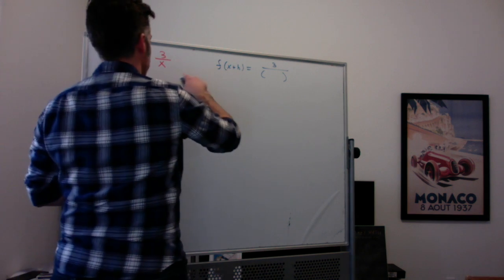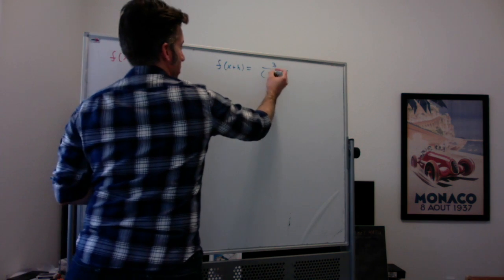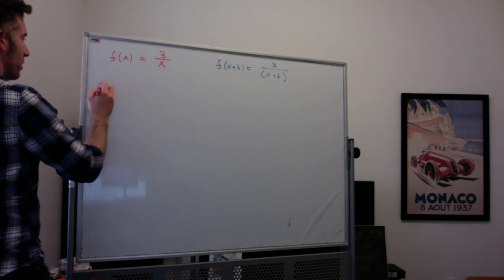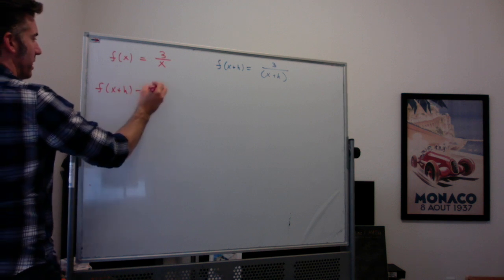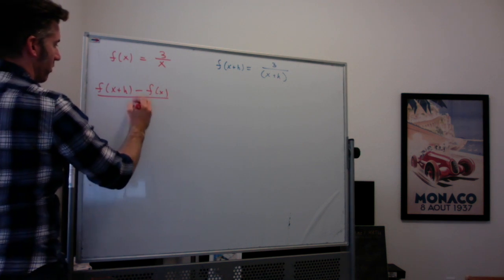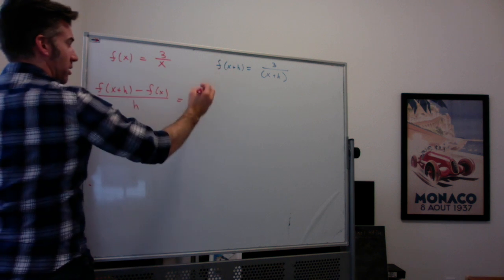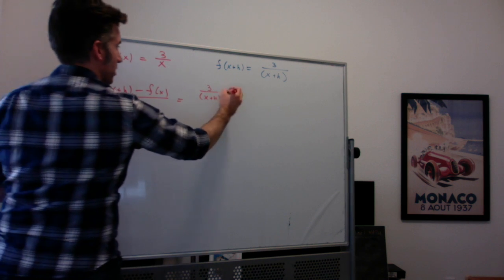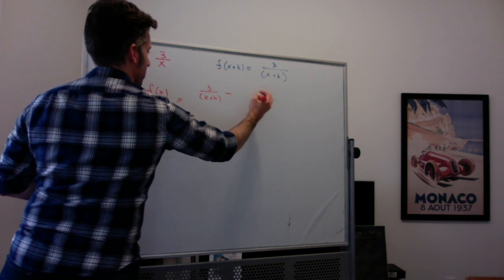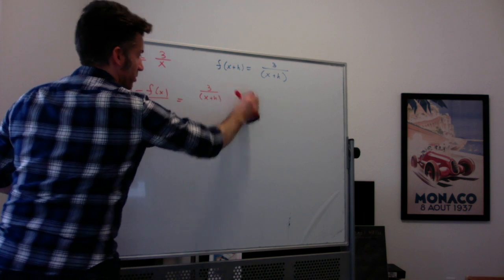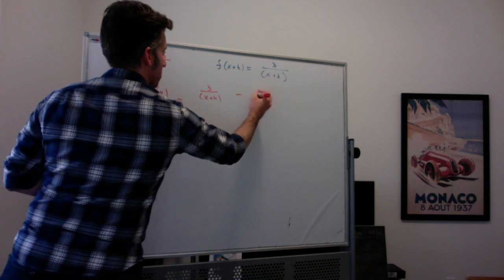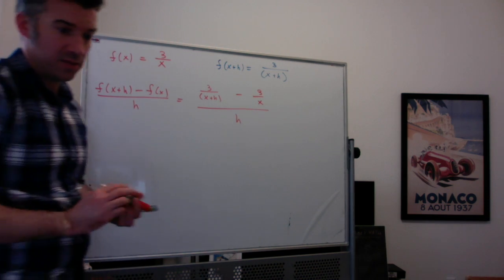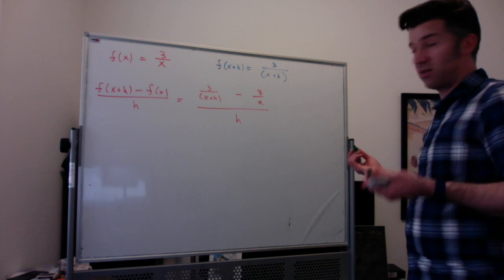So f of x plus h is going to be, instead of 3 over x, it's going to be 3 over x plus h. So then f of x plus h minus f of x all over h is going to be 3 over x plus h, and that's my f of x plus h, minus 3 over x, all over h.